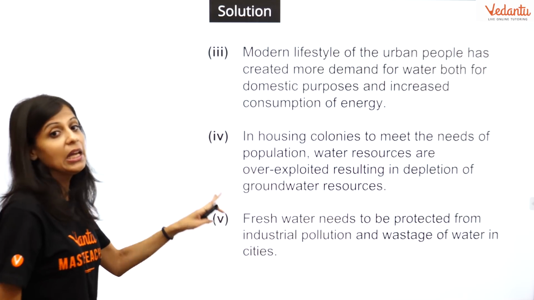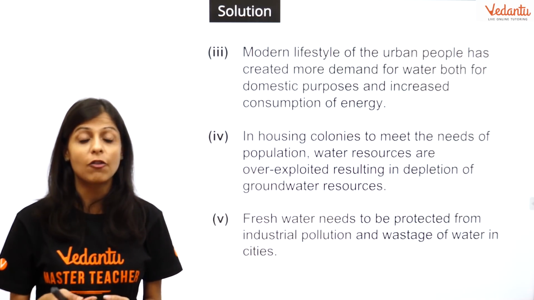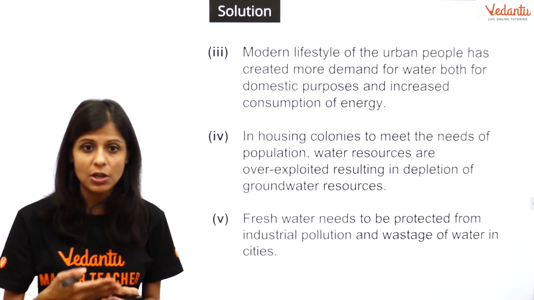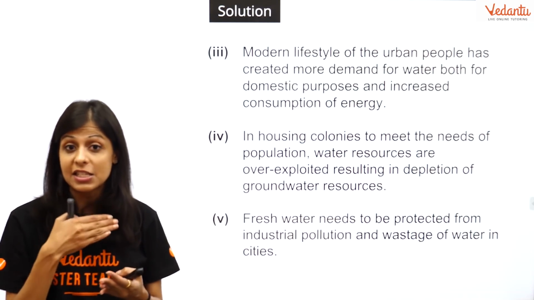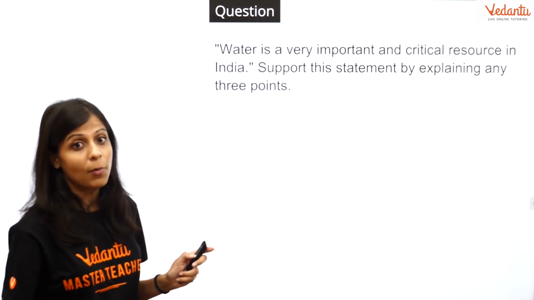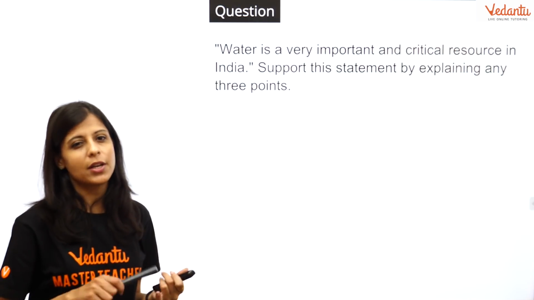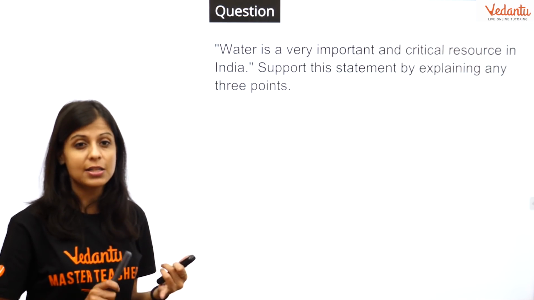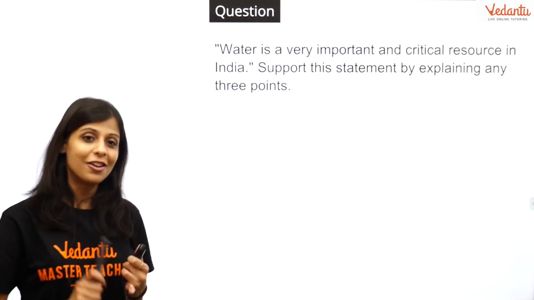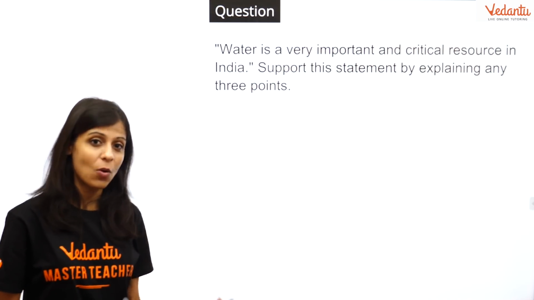Thus, the concluding line: the freshwater needs to be protected from industrial pollution and also the waste that is discharged from the cities. So these are the important points that you need to cover when it comes to urbanization and industrialization exerting pressure on the water resources. On that note, let's get started with the next question.